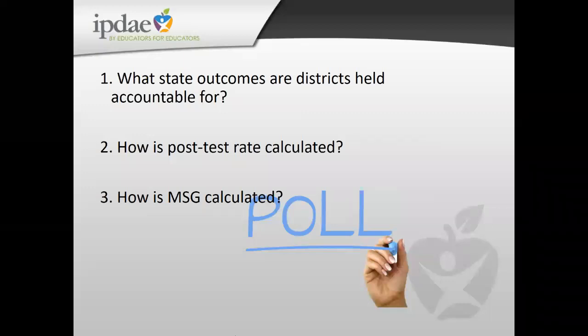Excellent. So we're all on the same page that in reference to the first question of what we are held accountable for, we're held accountable on two measures. One is post-test rate, and two is the individual ABE measurable skill gains and our ESL measurable skill gains. And that's coming from the state. So we'll release the second question. How is post-test rate calculated?